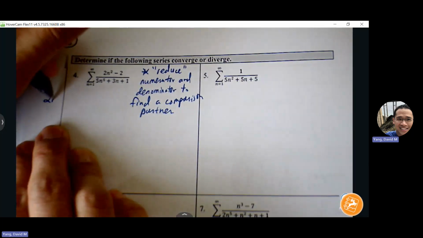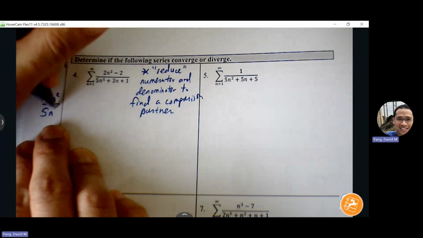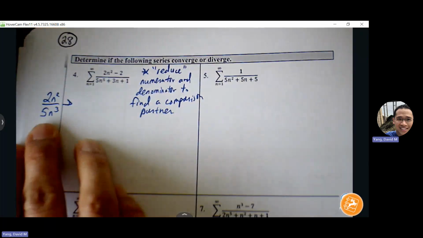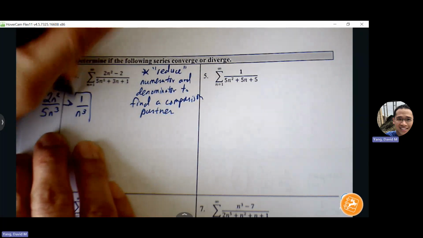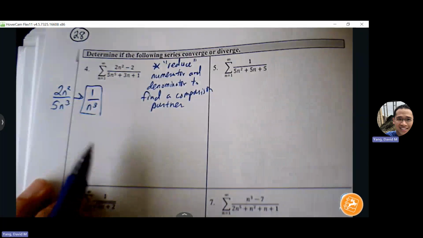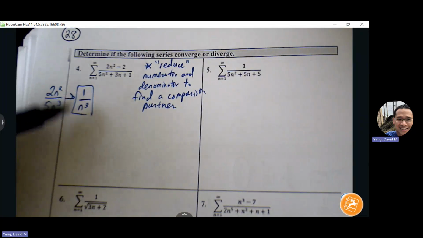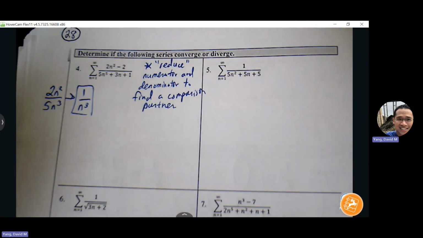So I know that 2n squared over 5n cubed, I'm going to strip away the coefficients as well. I just want to find the simplest difference relationship between the two of them. Okay, so my comparison partner is going to be 1 over n cubed. That's going to be a good comparison partner.